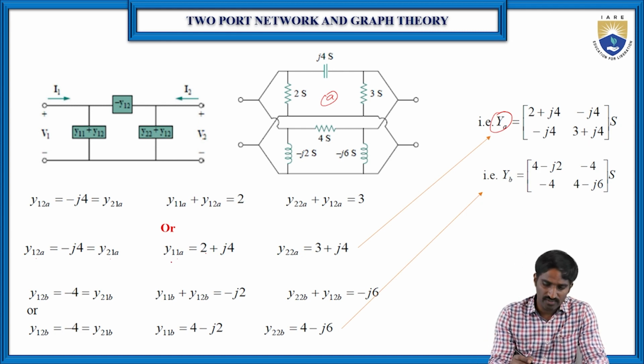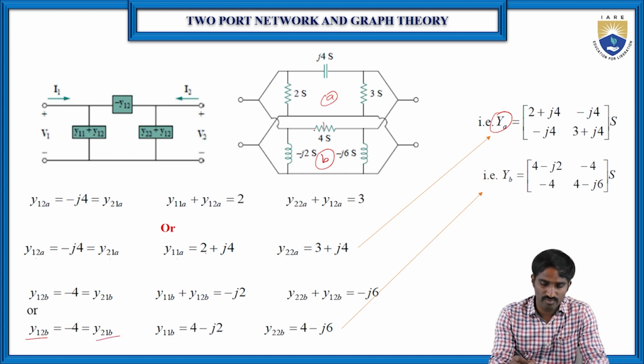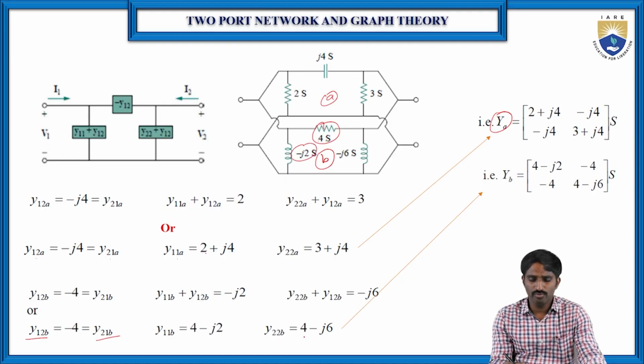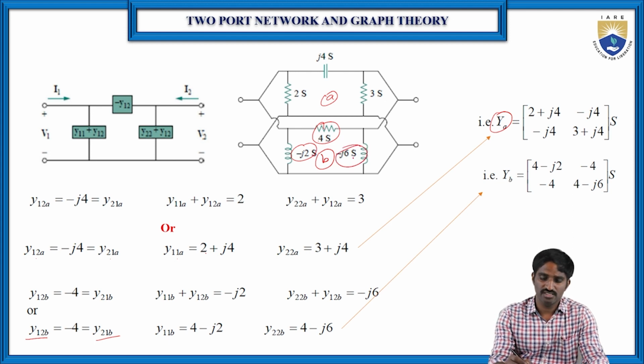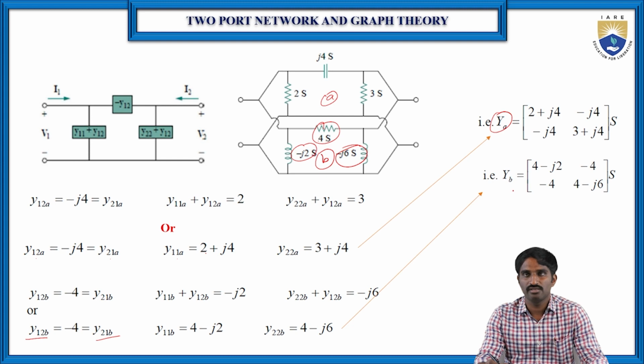Then in a similar way for network B, if you write the equations, here Y12B and Y21B are equal to minus 4 because the 4 is there, and Y11B is equal to 4 minus j2. Here 4 is there and minus j2, and Y22B is equal to 4 minus j6 because here there is minus j6. And write this equation also in matrix form, so that YB is equal to this one.